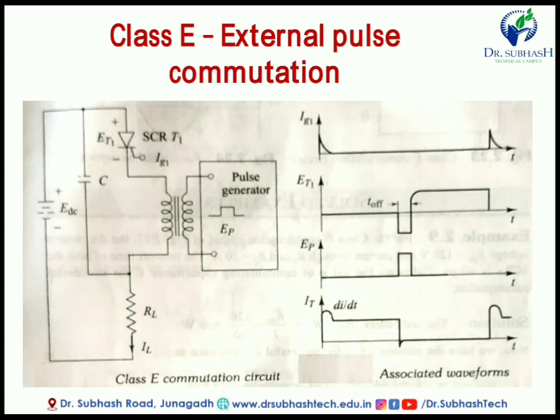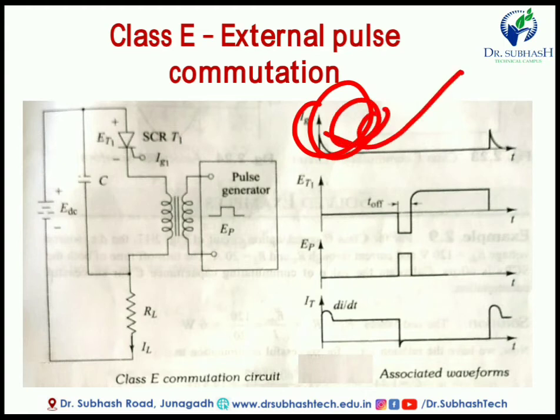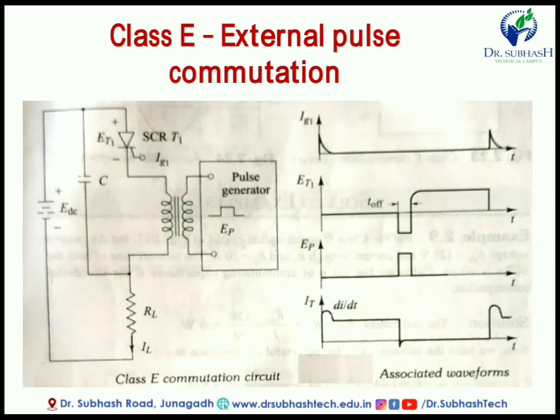Here the name external indicates you have to give an external pulse to the cathode, not directly to the gate. Gate is the turn on method, meaning some pulse is required on the gate to turn on the SCR, but whenever we apply a pulse to the cathode, it reduces our anode current or cathode current below the holding current, so the SCR becomes off. So this one is about class E or the external commutation method.